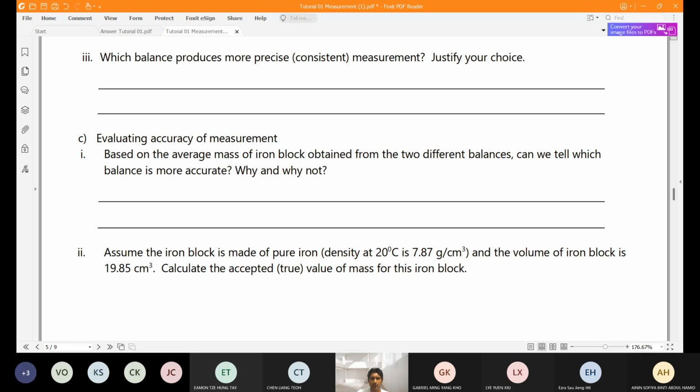Anybody want to vouch for any of the balances? Which one do you like more, and think that, okay, this is the perfect one, it will give us the best result?